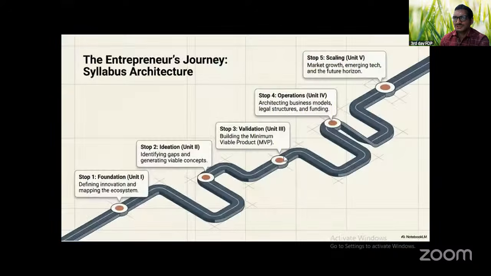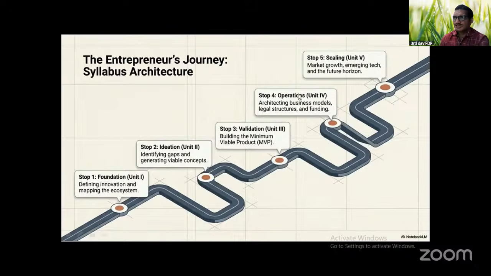ethical solutions. So here you can see the unit-wise, whatever we are having in the syllabus, it is focusing on the entire entrepreneur's journey. First unit is focused on the foundation of the innovation and ecosystem. Second unit, ideation, how to get new ideas, how to identify the gaps, and how to generate viable concepts. Next is validation. You should be able to validate the idea by having a minimum viable product, whether the product is viable or not. Is your idea having a viability? That is studied in unit 3.